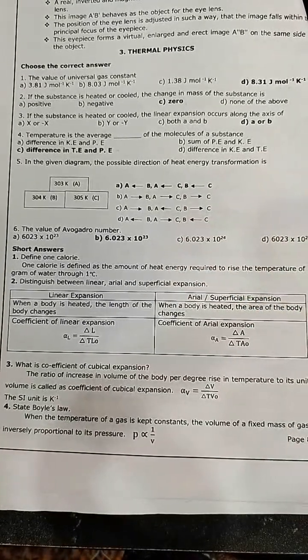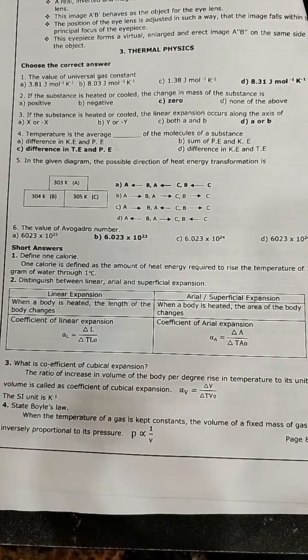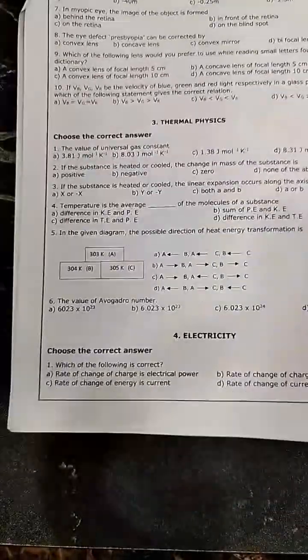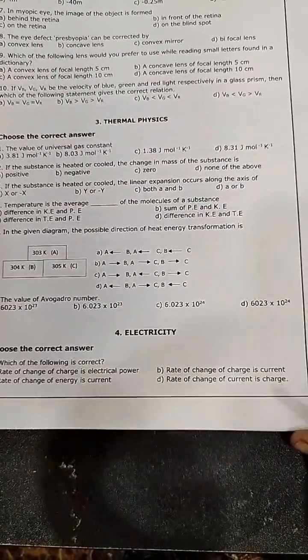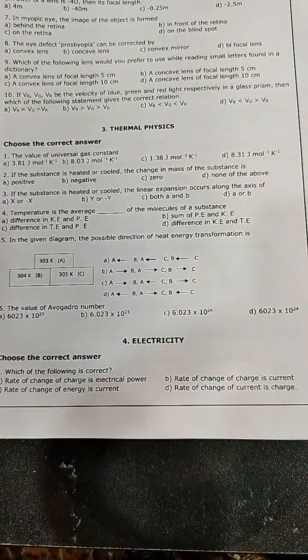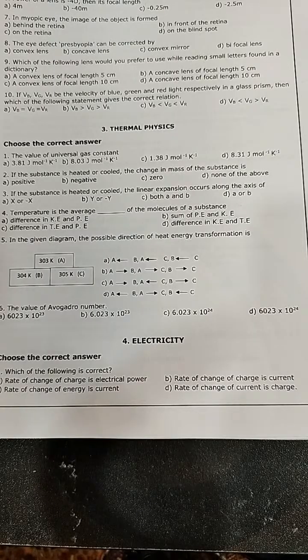Okay, we'll move on with the quiz. First question, answer to question number 1. The value of universal gas constant is. Write the question number and the option. Yes, very good. Now you have started to answer it.